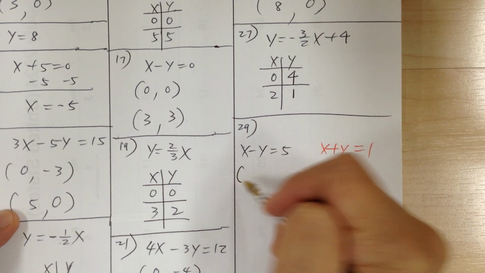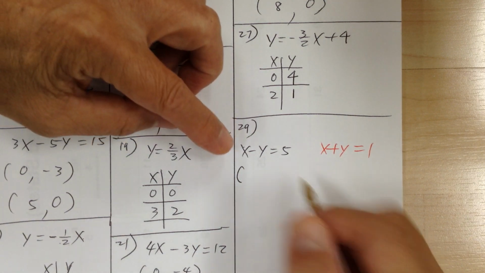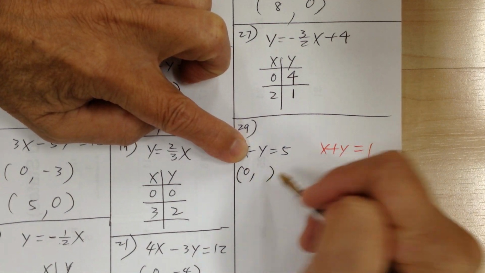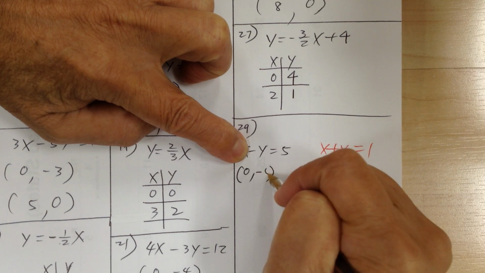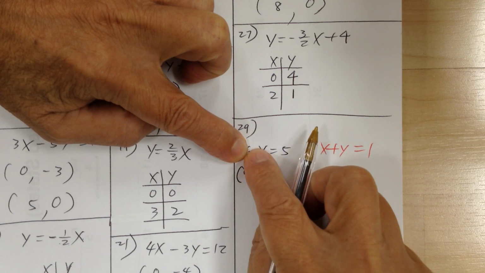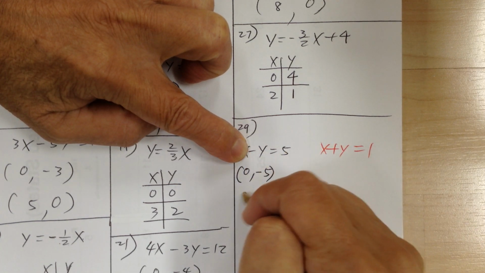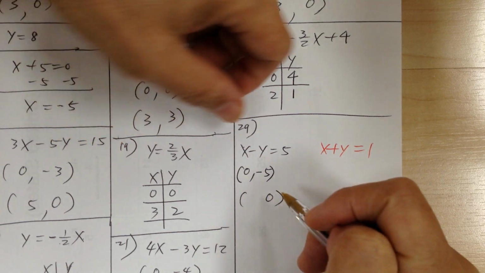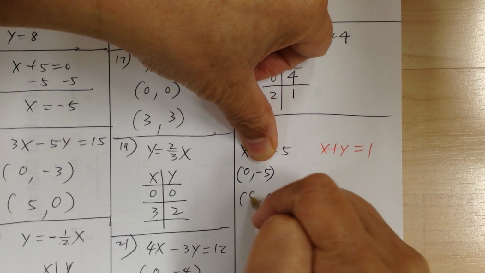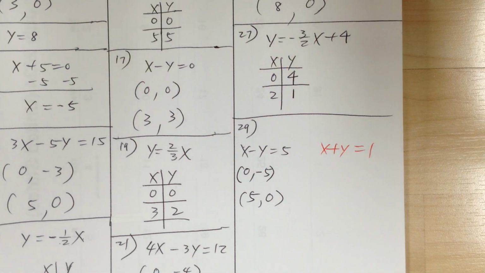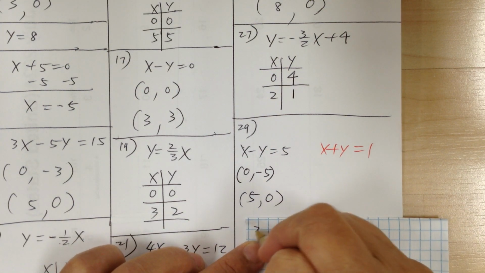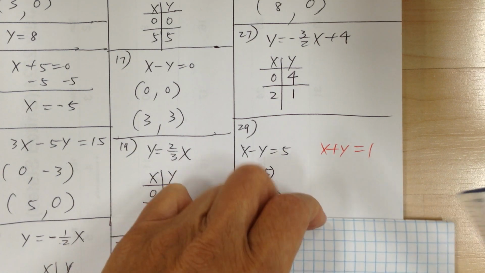Okay, so again, first let's graph the black one. So x equal to 0, and y will equal negative 5, right? So negative 1 times negative 5 gives you positive 5. Then I'm going to do the opposite, so I'm letting y equal to 0, so x will equal 5. Okay, so I'm going to graph one at a time before I lose track. So I'm going to graph the black one first.